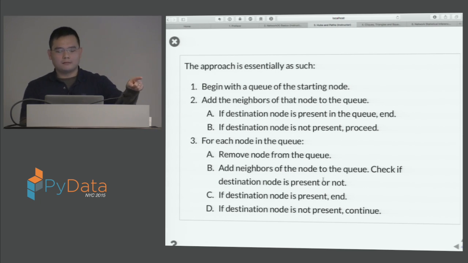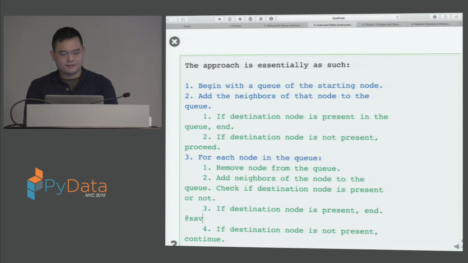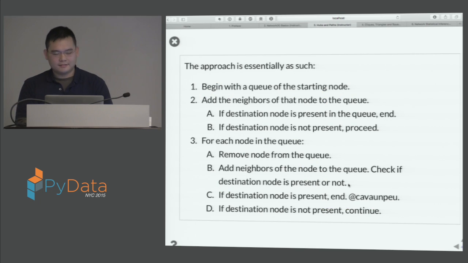What's your GitHub handle? Sava, with a C. Oh, CAVA, sorry. CAVAUNPEU. Okay, all right. Just a note for myself.